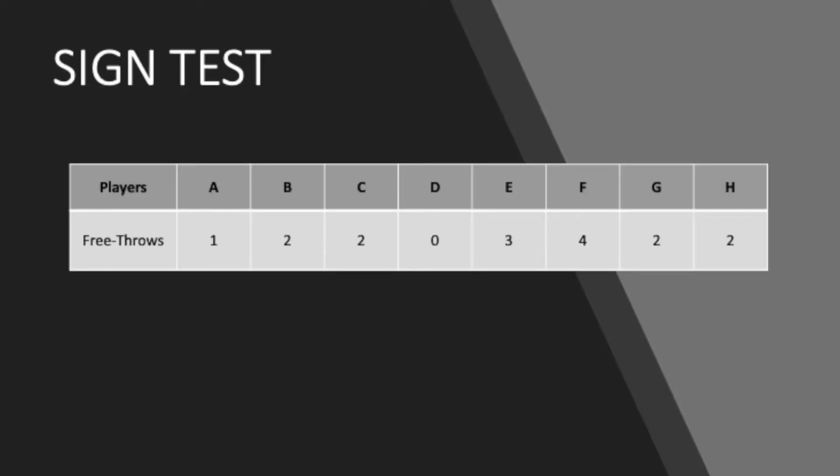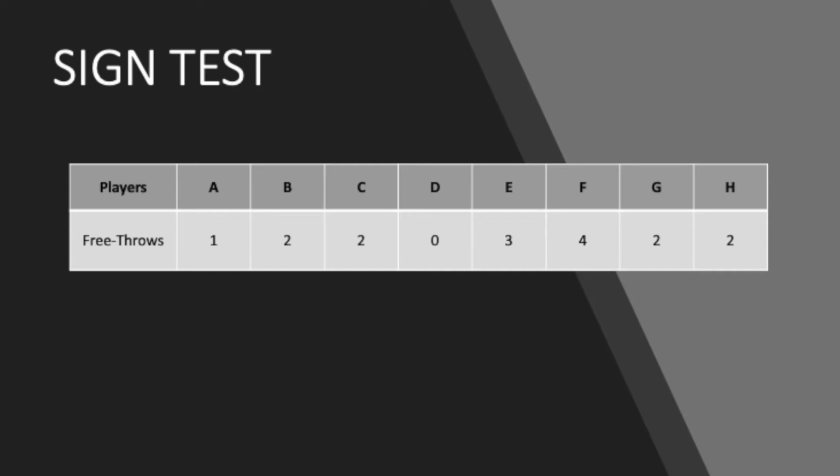As you can see, my family is not very good at basketball, but now we have 4 data points. So we have players A, B, C, and D. However, for a sign test, you usually want more than 4 data points. So I just chose another 4 random samples: E, F, G, and H.